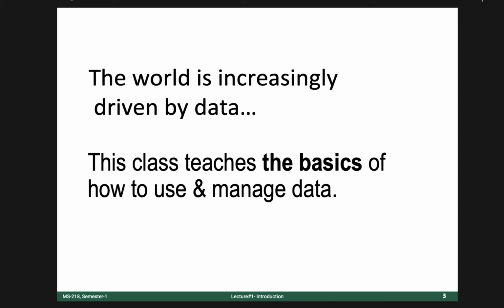And databases are a very basic thing in which you store data, because the first step to make a decision is to store your data. Like if one company has been working for the last 20 years, there must be some mechanism so that you can analyze their data for the last 20 years. Obviously, for making any analysis, you must have access to that data, right? So this class teaches the basics of how to use and manage data, right?